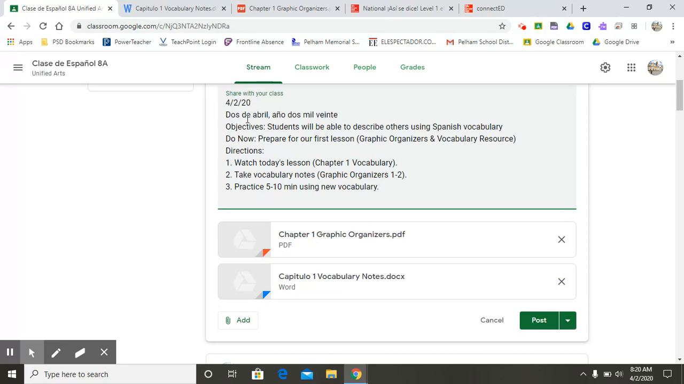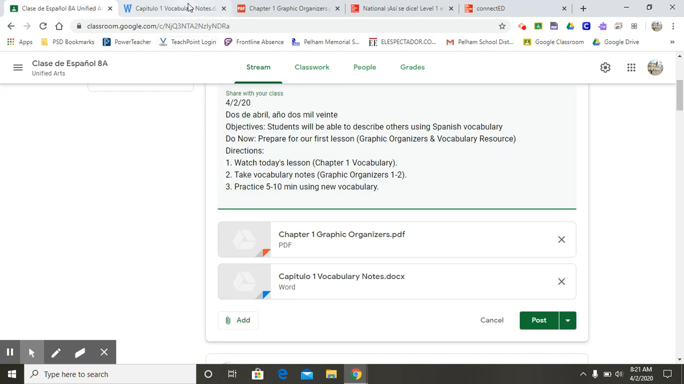Okay. Our objectives today. Students will be able to describe others using Spanish vocabulary. As you know, this chapter is about learning descriptive words, and we're going to start with the vocab. Now, your do now is to prepare for this lesson. So what you're going to need is I have attached 2 resources for you. One of them is the graphic organizers, and you have a vocabulary resource as well.